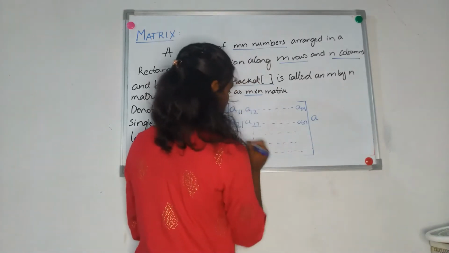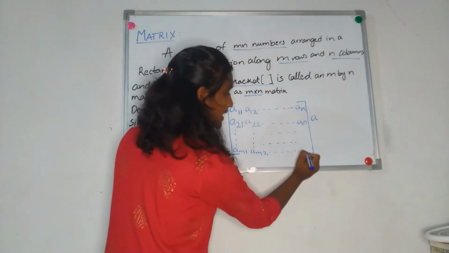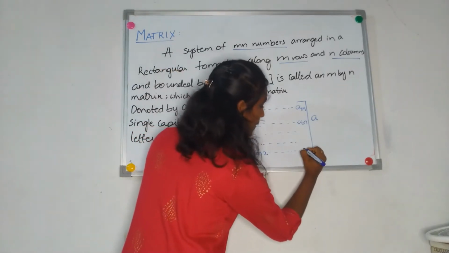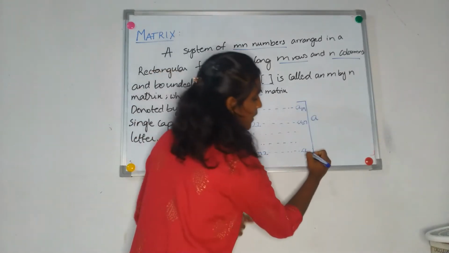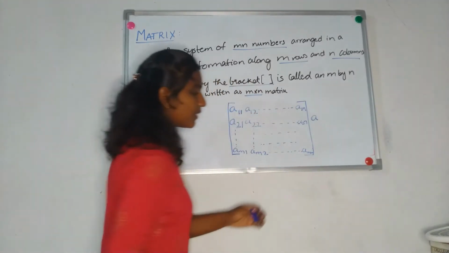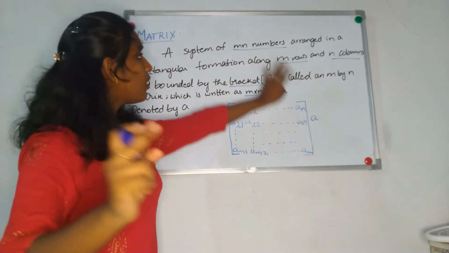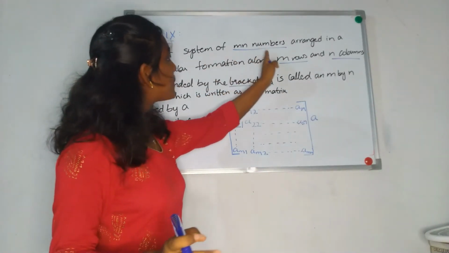Okay. So what will this term become? This term will become A, the mth row and nth column. So Amn will be the last thing. So now you wrote how these numbers are forming.